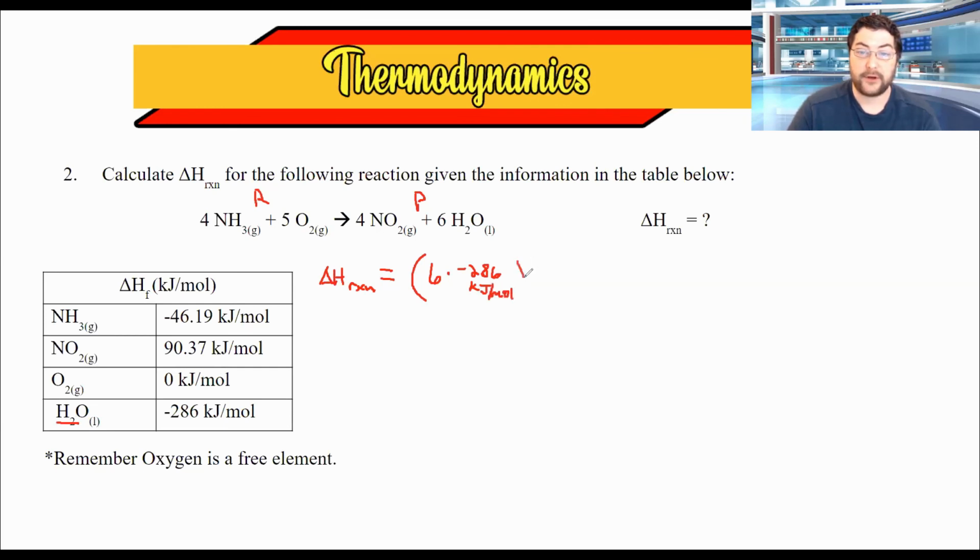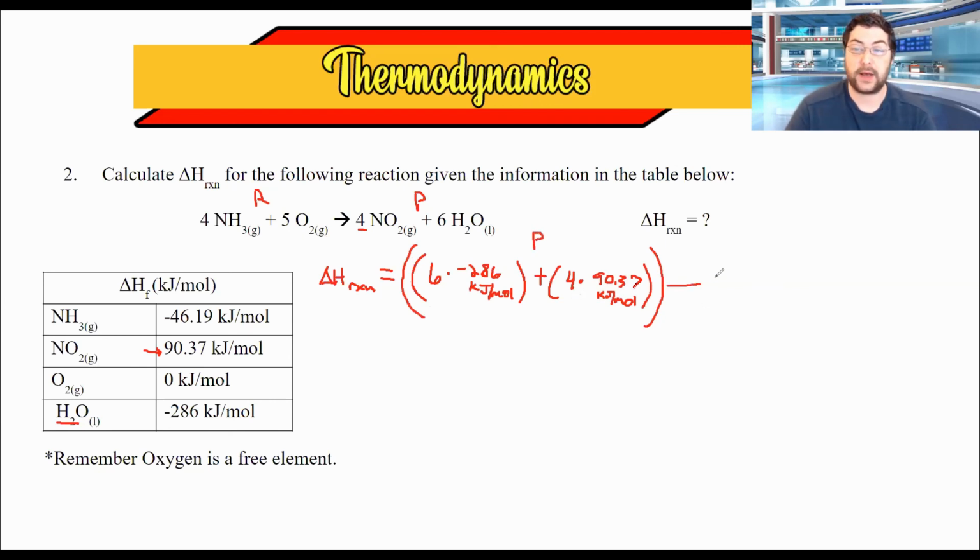And then that's not everything for the products, all right? We also have 4 moles of gaseous nitrogen dioxide, so that's this one here. So we're going to have plus 4 times, because we have 4 moles in our balanced chemical equation, so 4 times 90.37 kilojoules per mole. And this covers the product side of the reaction, okay? So I'm going to put a big parentheses that groups both of those together, and this covers all of our products, right? So it's products minus reactants.